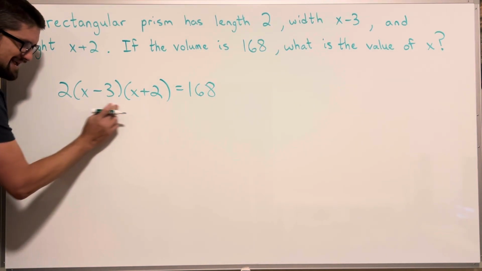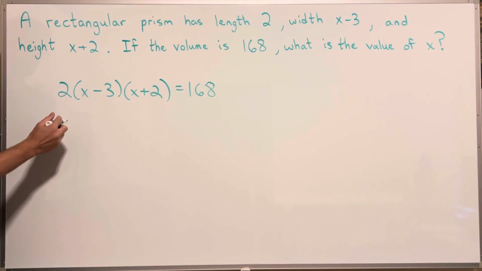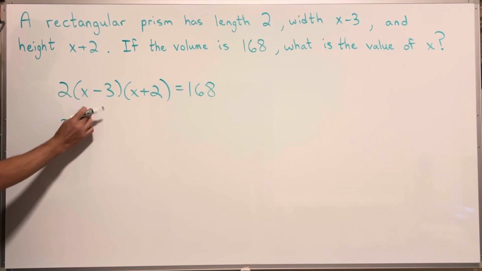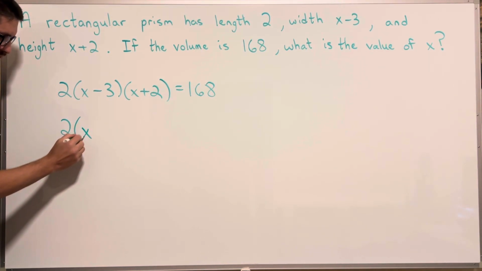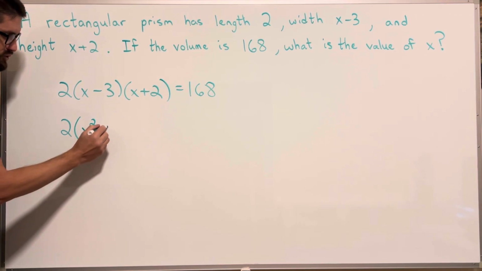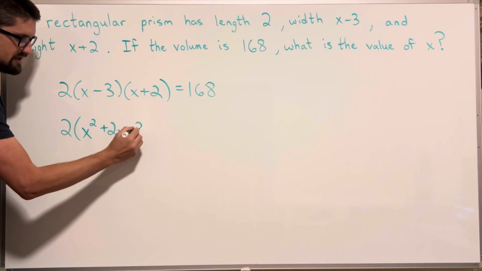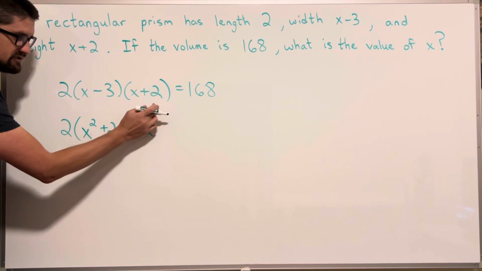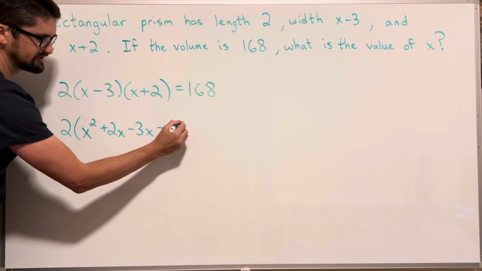Now when I multiply this out, I'm going to end up with a quadratic. You can FOIL this. X times x, x squared. The outer, x times 2 is 2x. The inner, you'll get a minus 3x. And the two last terms give you a minus 6.